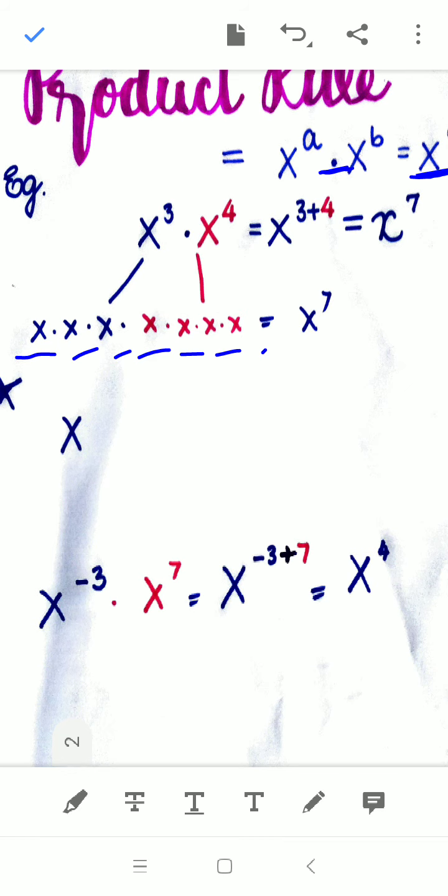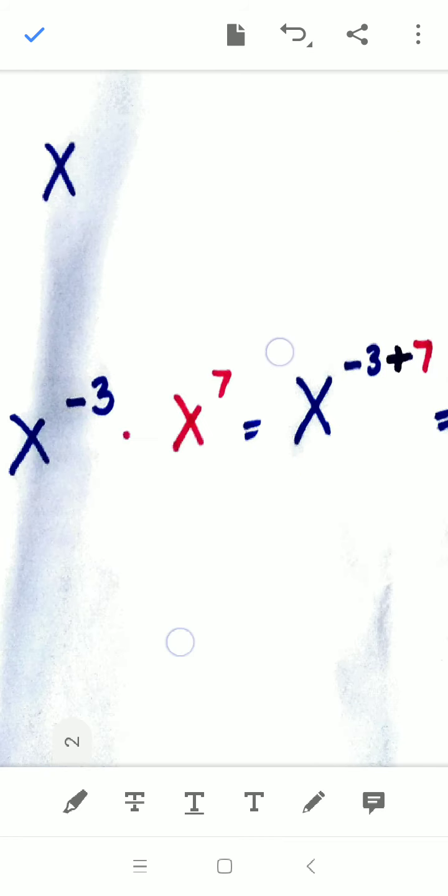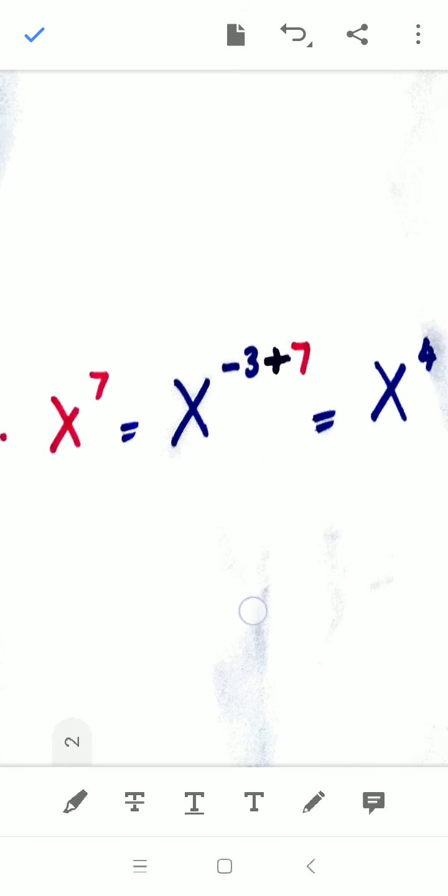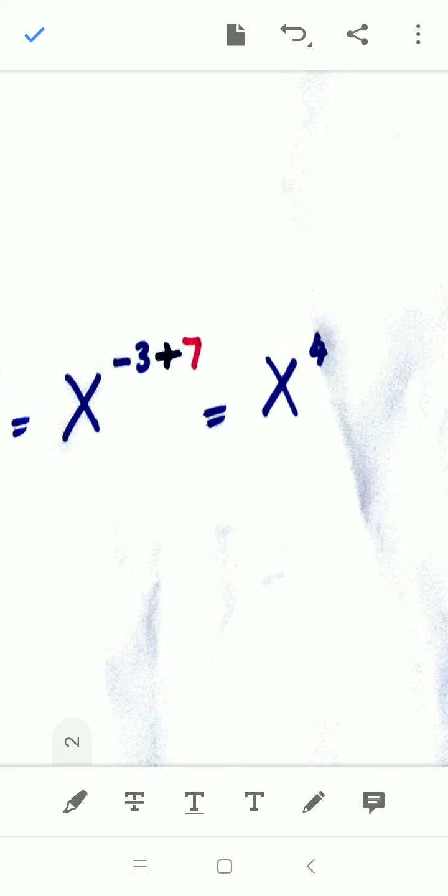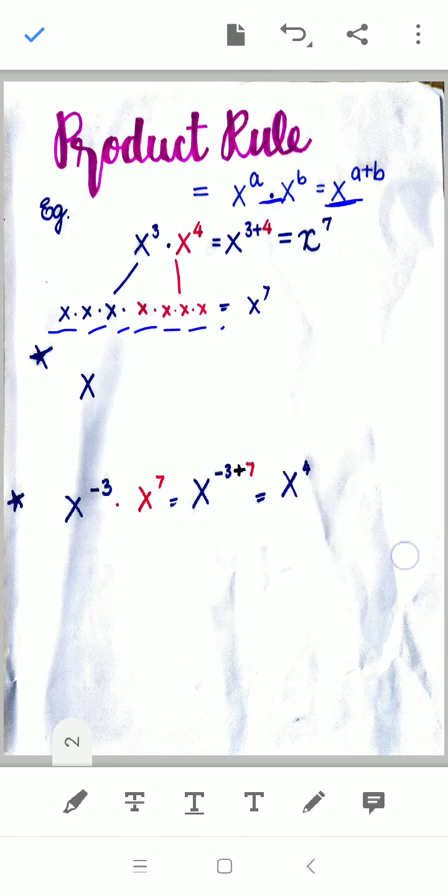Now let us see one more example here. X raised to the power 3 multiplied by x raised to the power 7. So x raised to the power, x is the common base, 3 plus 7 because we are multiplying both. So the answer comes to be x raised to the power 10.